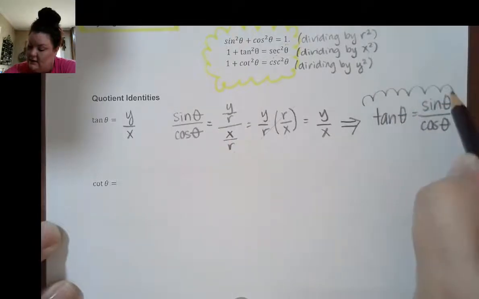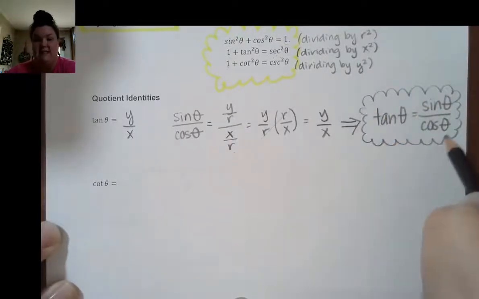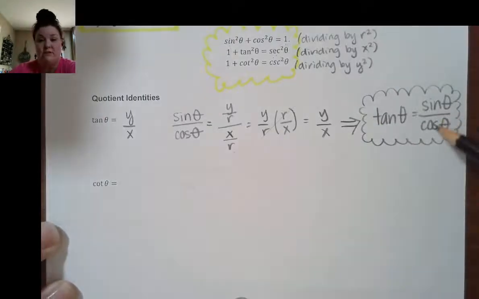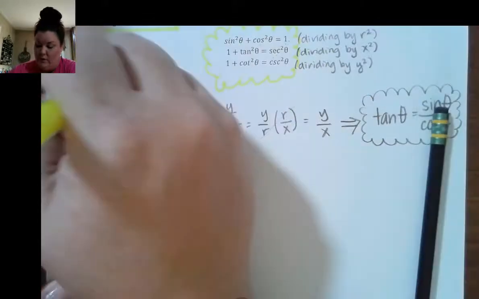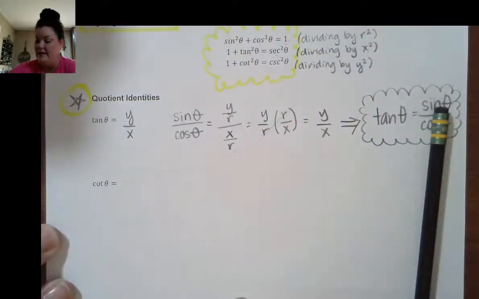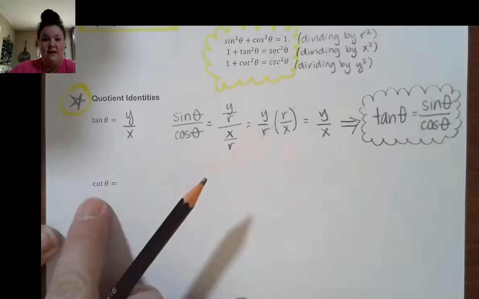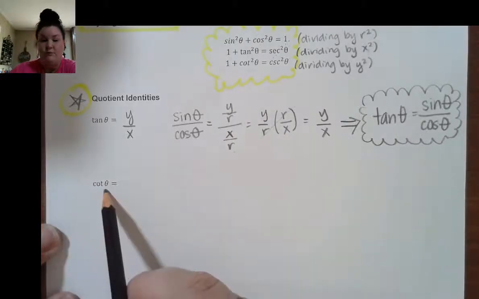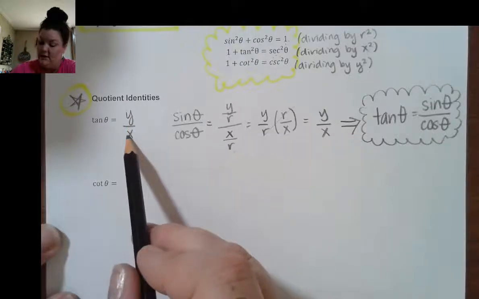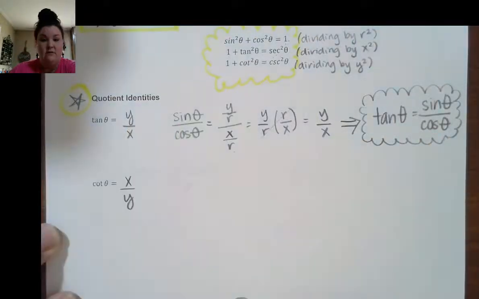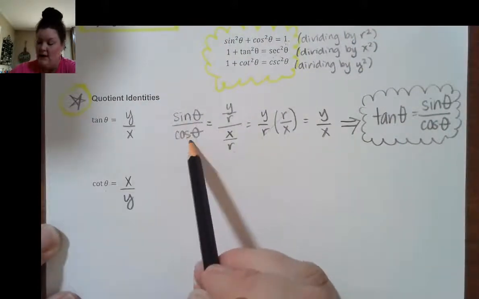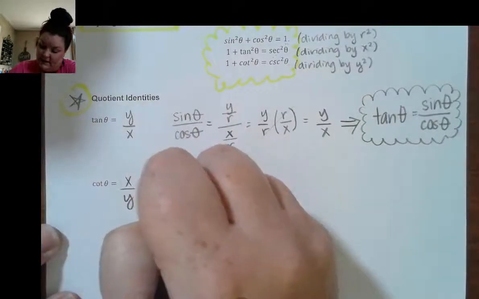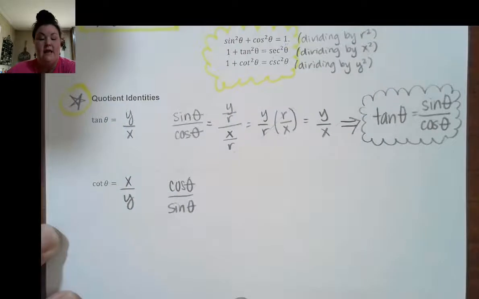Okay? And this is what we call a quotient identity, because we're using the quotient of 2 trig functions to define another one. So this is also an identity that you're going to need to be aware of. And then the same thing with cotangent. Cotangent, remember, is the reciprocal of tangent. So instead of y over x, this would be x over y. And what I'm hoping to prove is that this one is the same as cosine theta over sine theta. And we work it out the exact same way.